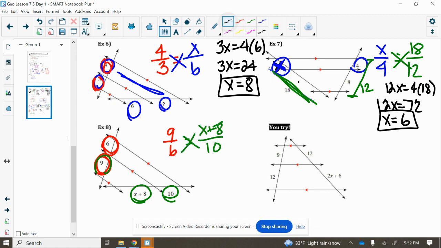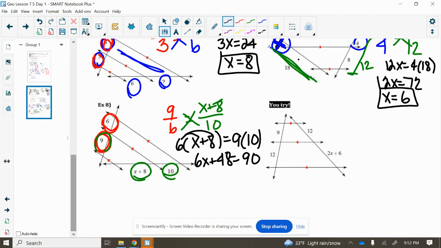Cross multiply and solve. We end up with 6 times X plus 8 equals 9 times 10. Distribute, we have 6x plus 48 equals 90. Subtract the 48 from both sides. 90 minus 48 is 42. And then last but not least, divide 42 by 6. We get x to be 7.